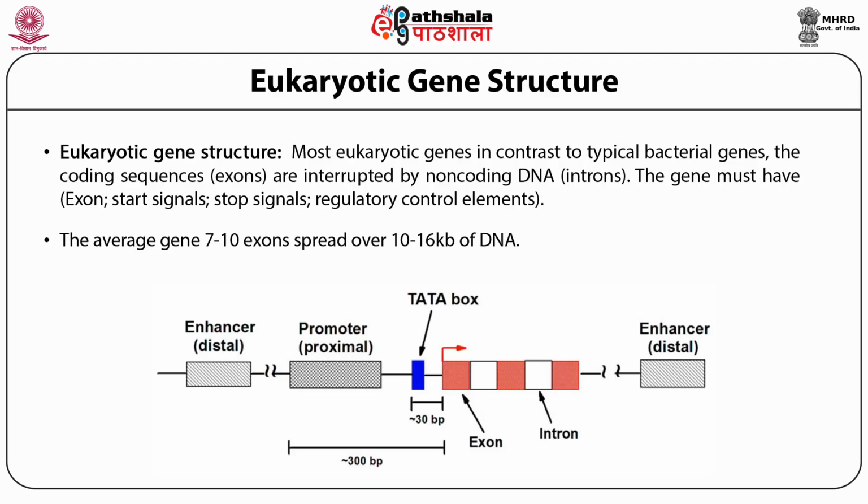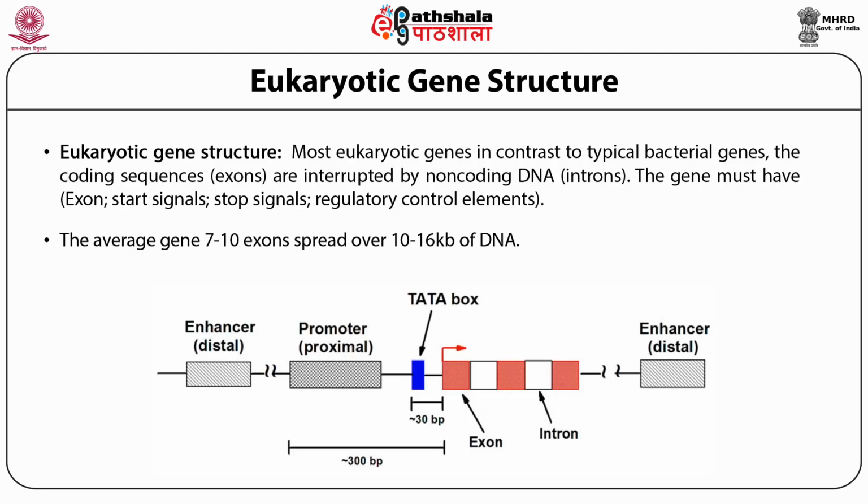And then you can see the red color boxes and the white color boxes. The red ones are the exons, which are spliced and joined together, and the white colored ones are the introns, which are spliced out, through a process of splicing. And then at the distal end, we can see the stop codons, which terminate the process of reading of this RNA.